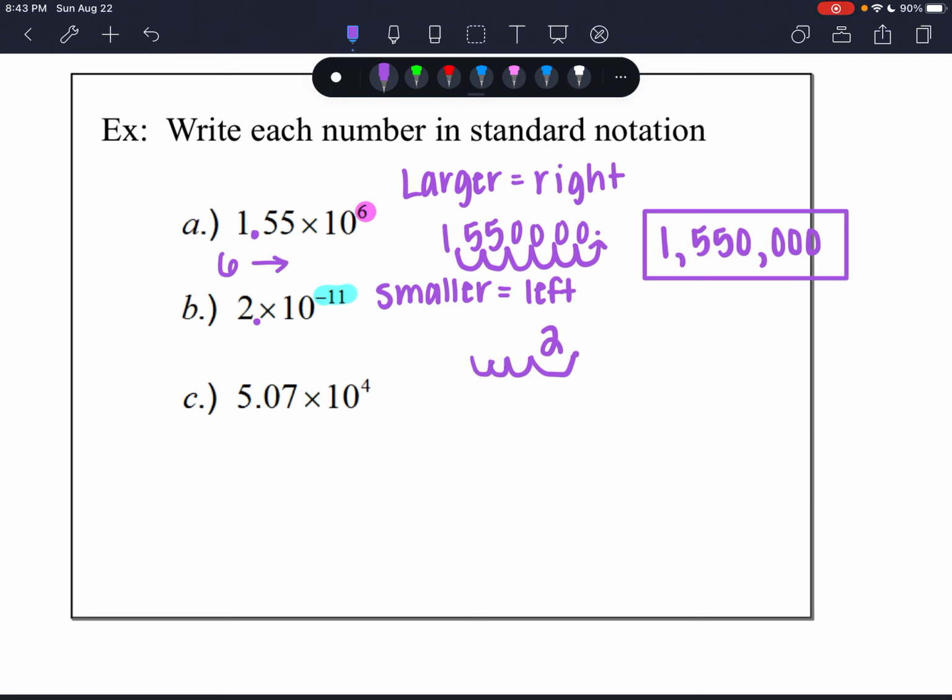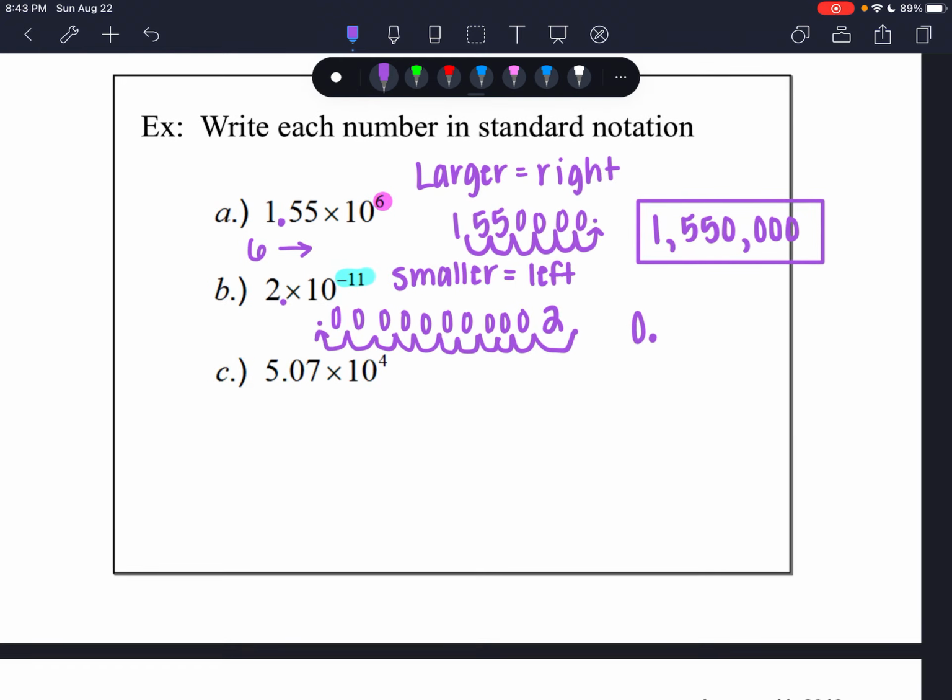1, 2, 3, 4, 5, 6, 7, 8, 9, 10, 11. Boom! That's where my new decimal is going to be, and I'm going to fill all of these empty places with zeros. And this is me really showing my work. But I'm going to rewrite my number neatly with a 0 in front of my decimal, because that's the proper way to write decimal numbers. I'm going to finish with 1, 2, 3, 4, 5, 6, 7, 8, 9, 10 zeros and my 2. And this is my number written in standard notation.